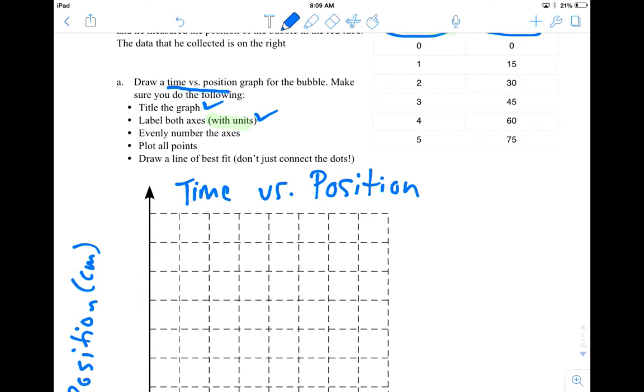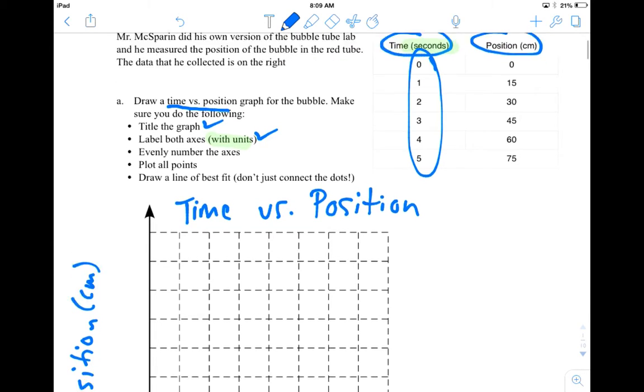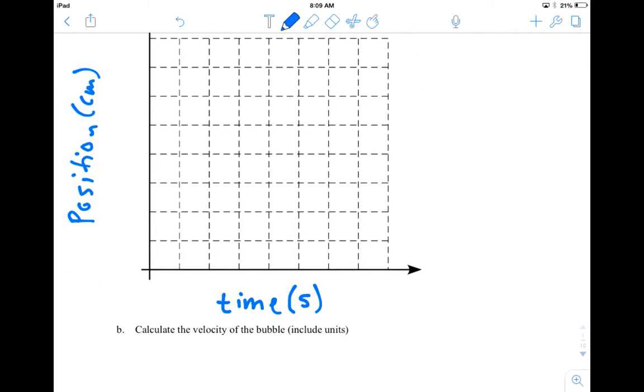Now evenly number the axes, okay? So I know that my x-axis needs to have 0 through 5. So I know 0 is going to start here. And I've got 1, 2, 3, 4, 5, 6, 7, I've got 8 lines. Well, that's not enough to really skip a line. So what I'm going to do is I'm just going to number them. Let's give myself a touch more space. I'm just going to number them 1, 2, 3, 4, 5, 6, 7, 8, just like that.